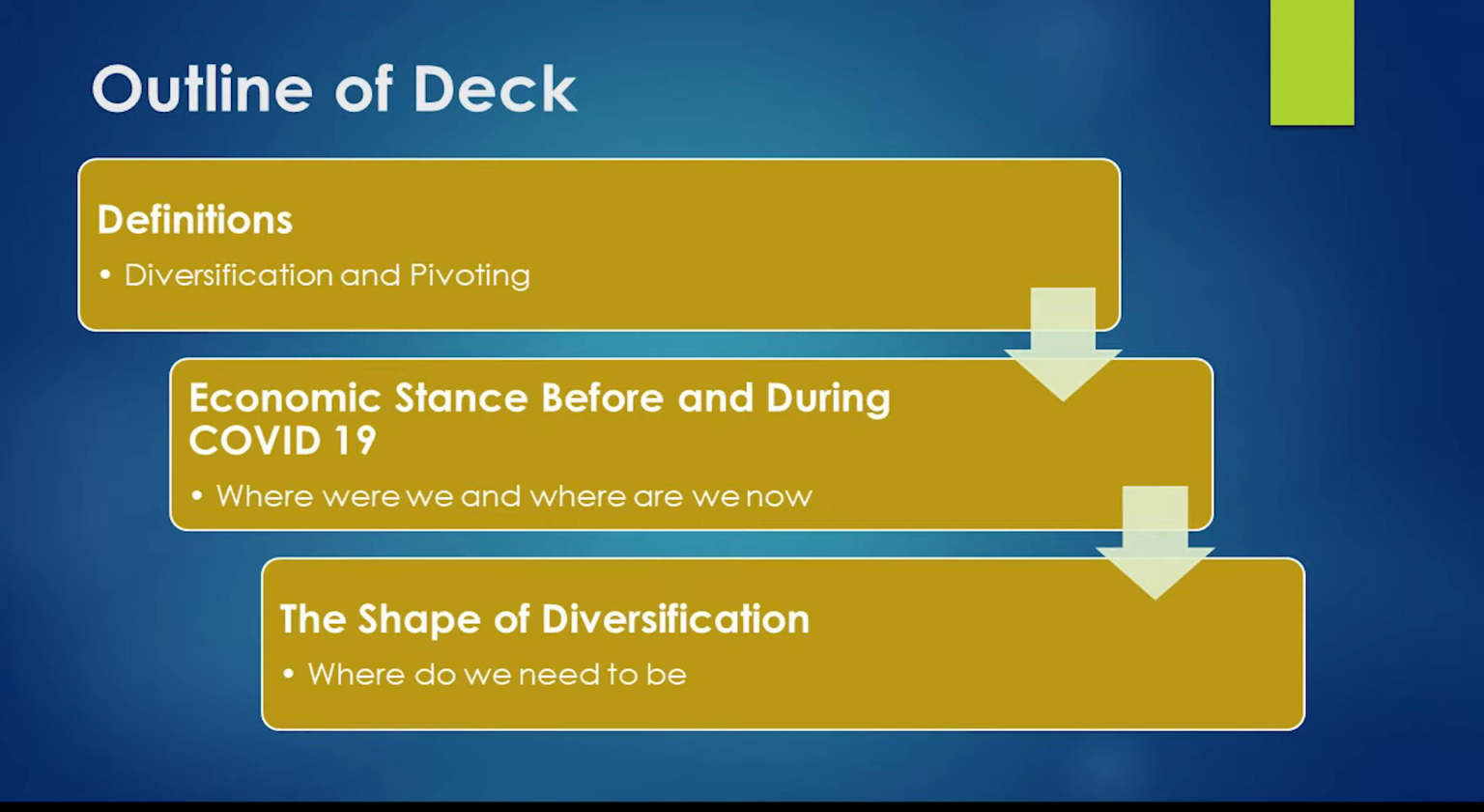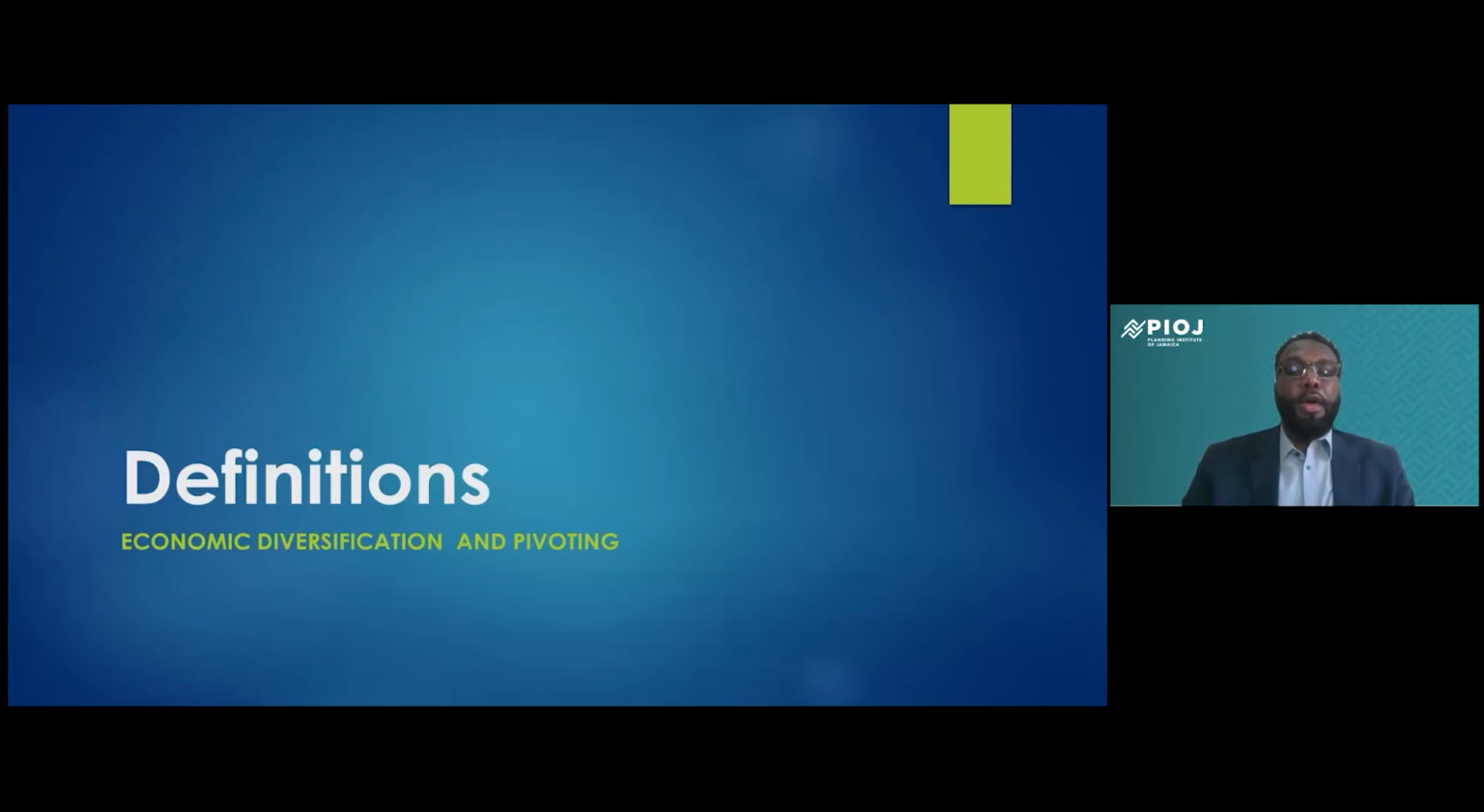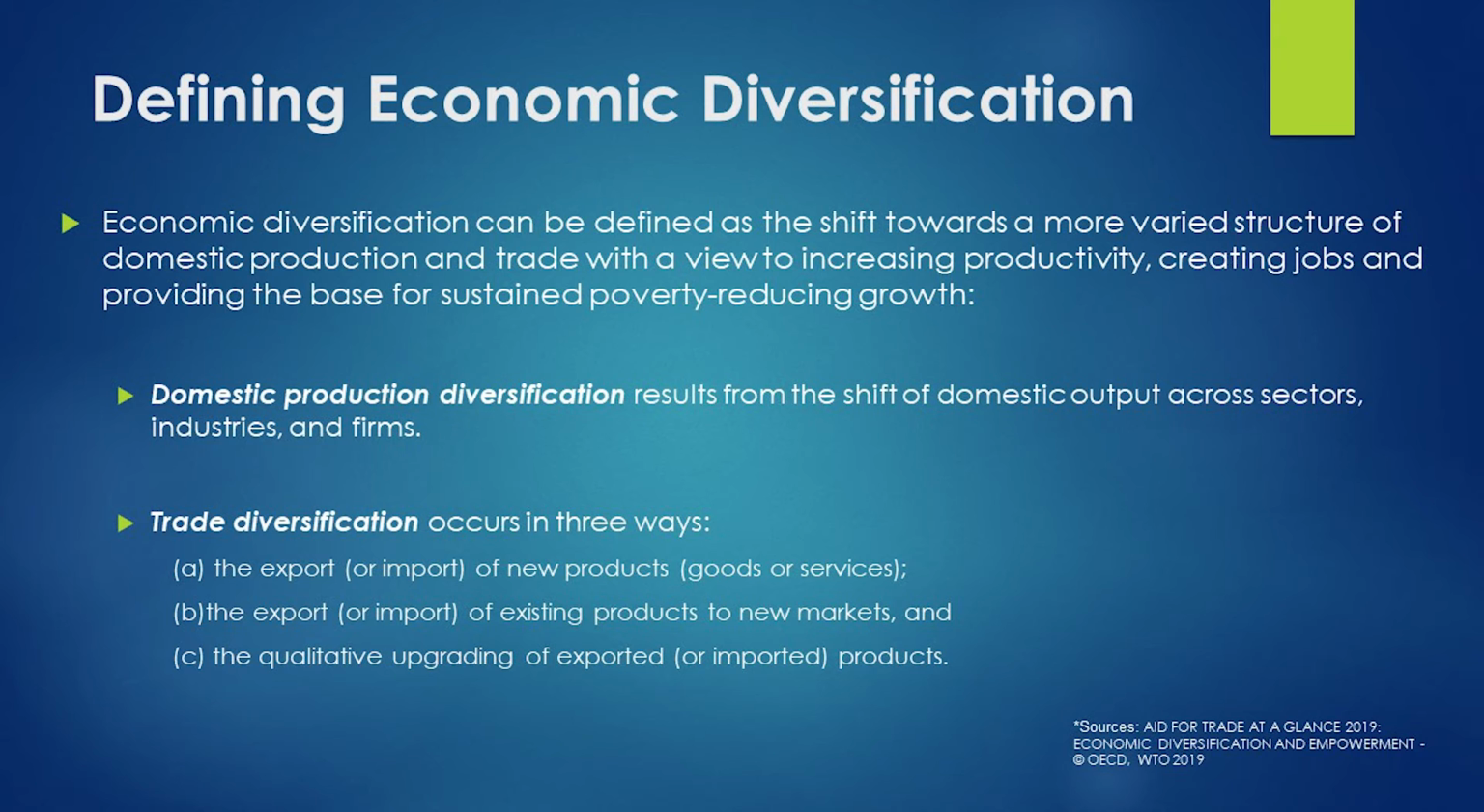Now, in terms of the outline for my presentation, I will first begin with giving some definitions around diversification and pivoting. I will then take a look at the economic stance, where we were before COVID-19, where we are during COVID-19, and of course, in terms of looking at the shape of diversification, where do we need to be? So with that said, let us begin. Definition: economic diversification and pivoting.